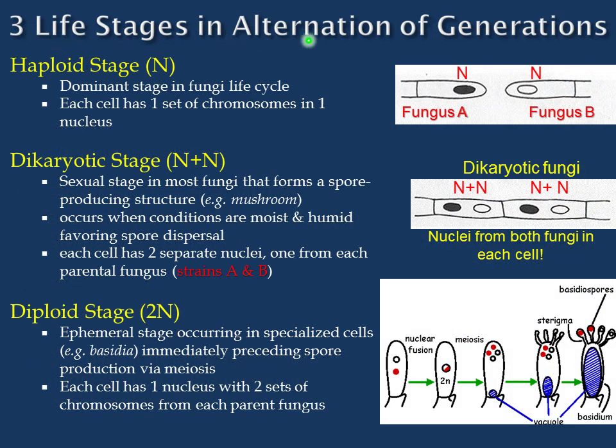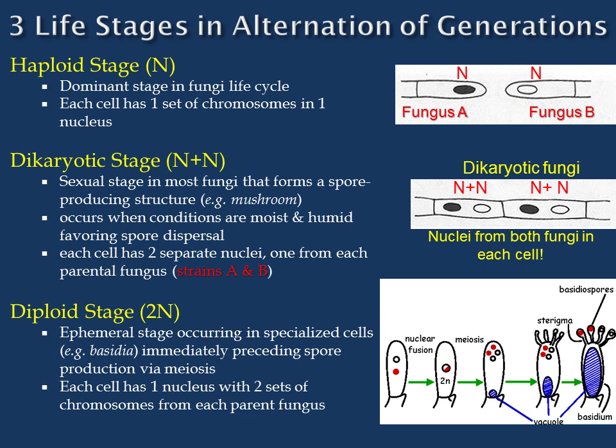In the alternation of generations, there are 3 life stages you'll need to know. 1 you're familiar with, haploid. Haploid stage is much like our gametes, but in fungus it's the dominant stage in their life cycle. Each cell has 1 set of chromosomes and 1 nucleus. So that means each cell only has 1 allele per gene.